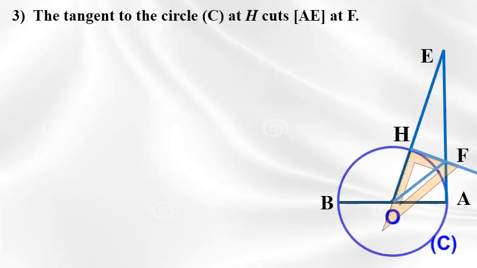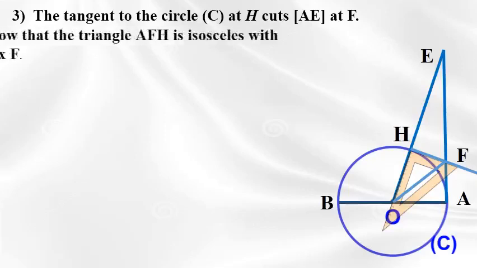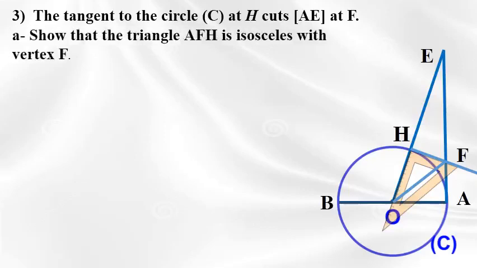So we draw a tangent to the circle C that cuts the circle C at point H perpendicular to OH, which is the radius. This tangent cuts EA at point F. Show that the triangle AFH is isosceles with vertex F. So we have to look at the triangle AFH.